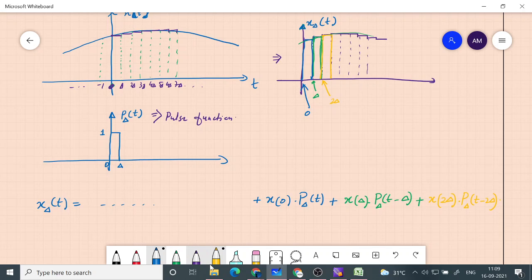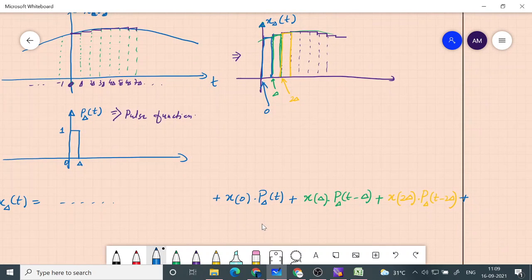Are you with me? Yes, sir. So p of t minus delta, is it basically a shifted version of the unit pulse function? This is a pulse function. Let me just plot it here. If you have a confusion, let us clear that. So I have shifting by delta times, 2 delta times. Yes.